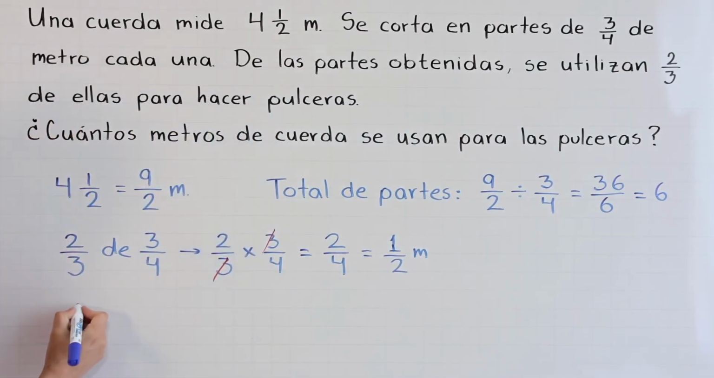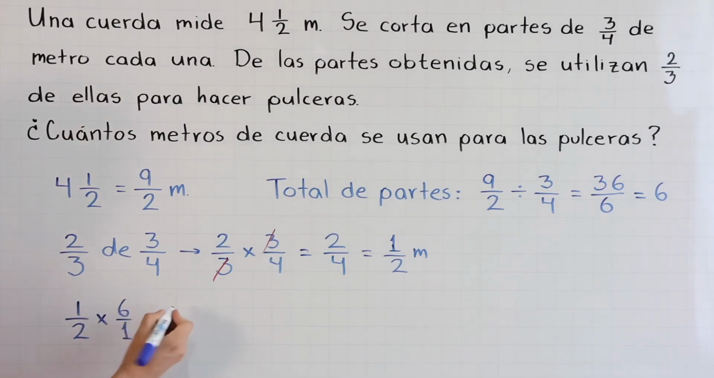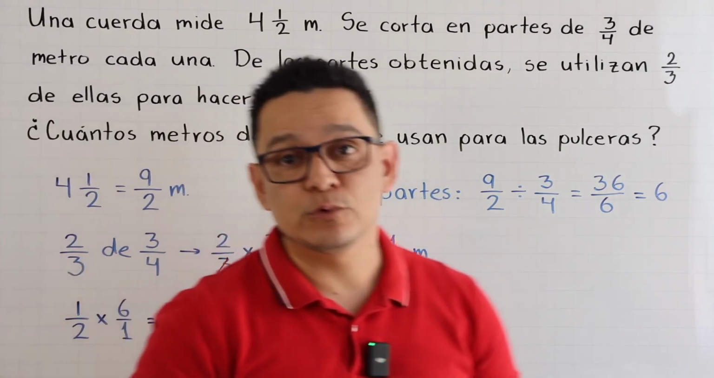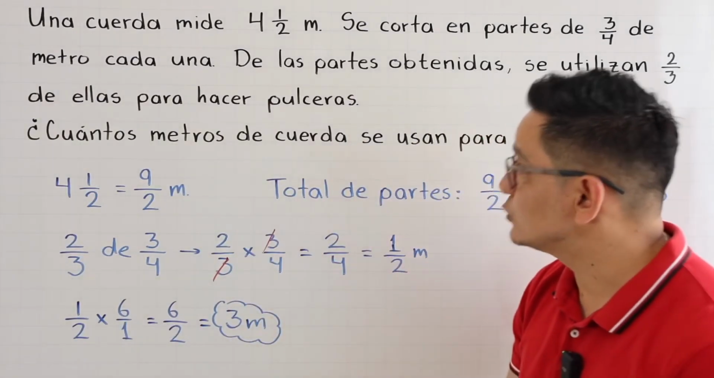So let's finally do that operation. We put 1/2 of a meter, times 6. Let me write the 6 as 6 wholes. We do the multiplication of fractions. 1 times 6 equals 6, and we divide this by 2 times 1, which is 2. Finally, 6 divided by 2 equals 3. That means I'm going to need 3 meters in total to make the bracelets. With this, we've solved the exercise.